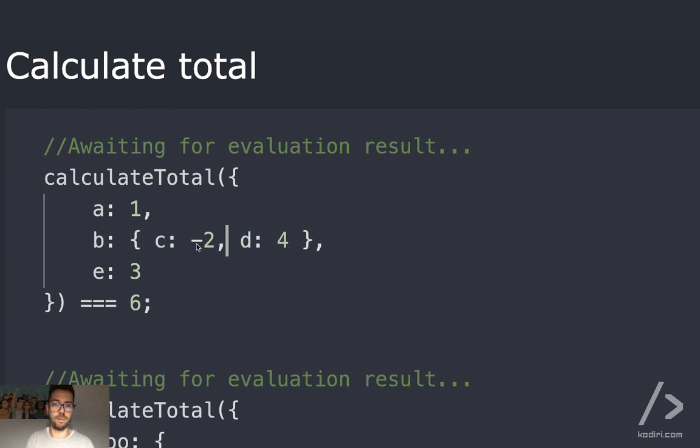So then on the highlighted object, again, same process. Get the values. Is this a number? Yes. Okay, save it. I got 1 and -2. Then 4. Is it a number? Yes, save it. Okay, I got 1, -2, 4. Next iteration. Value 3. Is it a number? Yes, save it. 1, -2, 4, 3, and then obviously we can add them all easily.